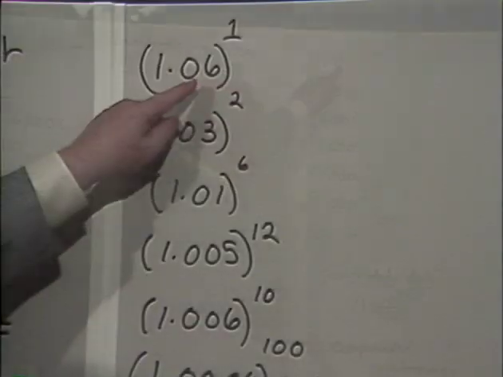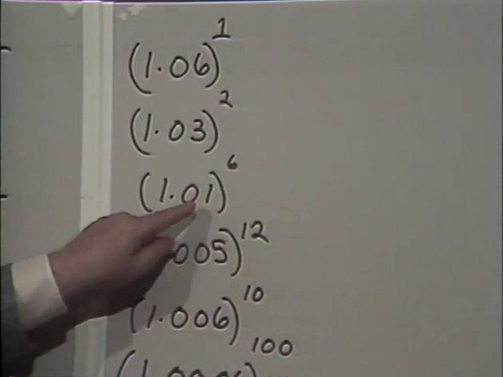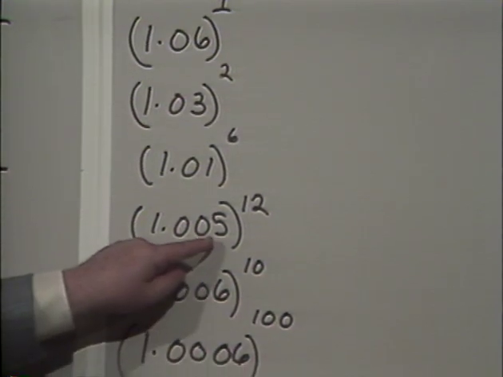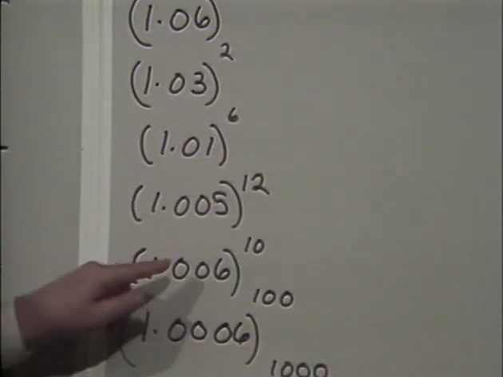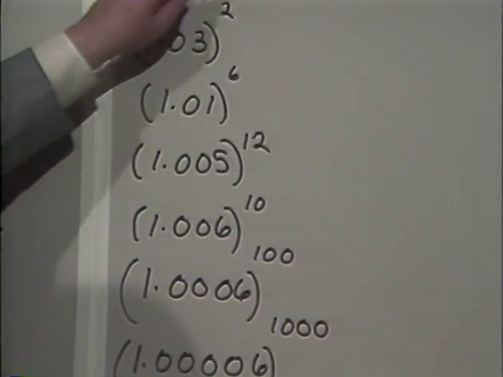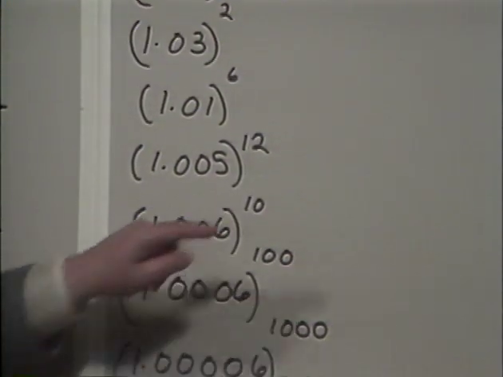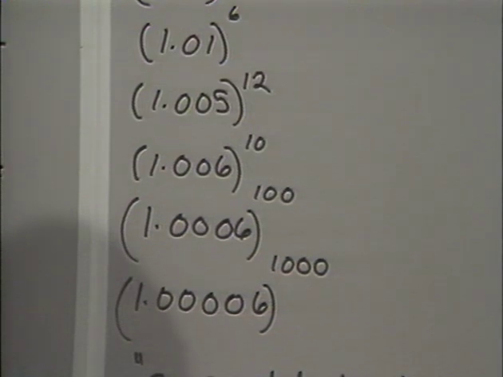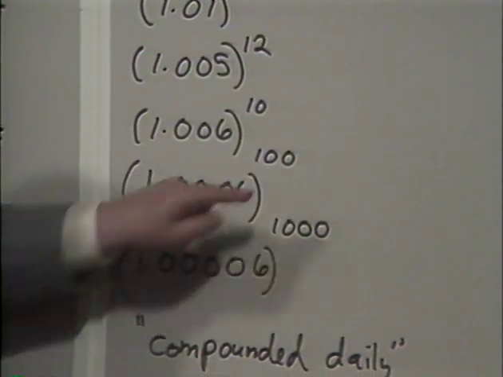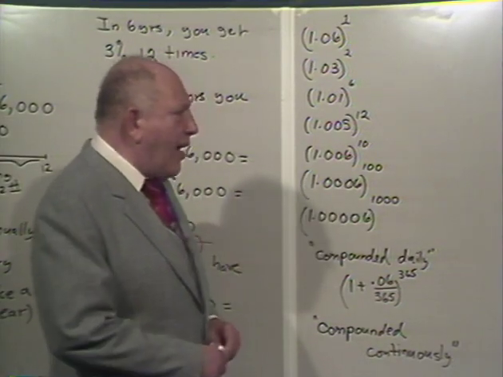They can either give you what? The whole 6% once. They can give you 3% twice. They can give you 1% 6 times. They can give you 0.5% 12 times. In fact, if you like the decimal system, keep sticking in a 0 here and tacking on a 0 over here. See, 1.006 to the 10th power is how the formula would look if the interest was being given 10 times a year. This is how it would look if it was given 100 times a year. This is how it would look if it was given 1,000 times a year.